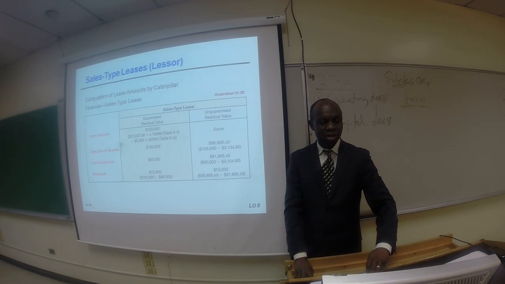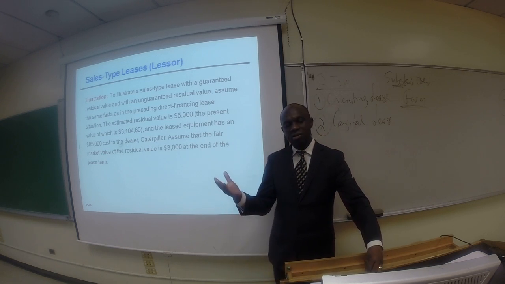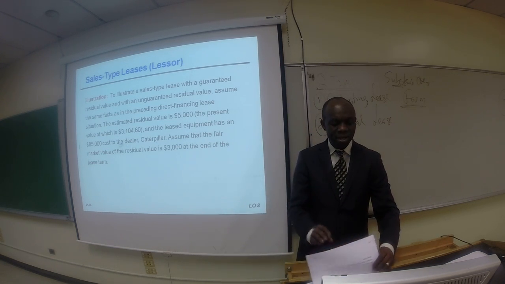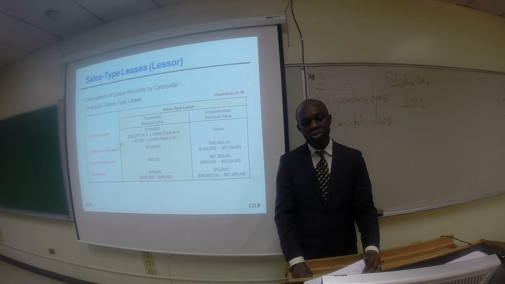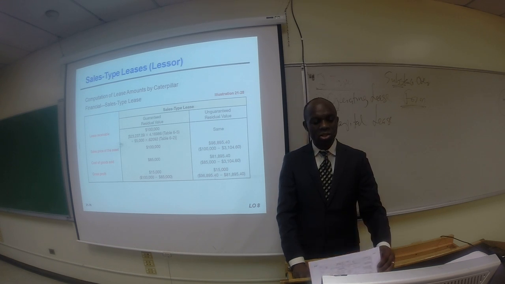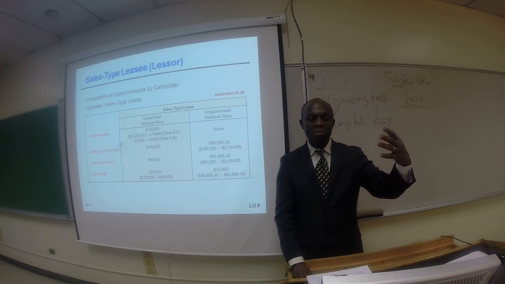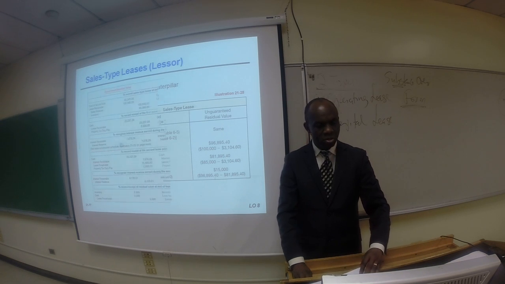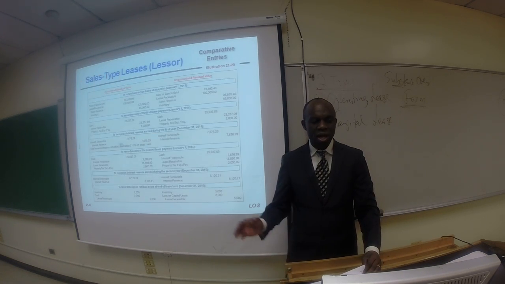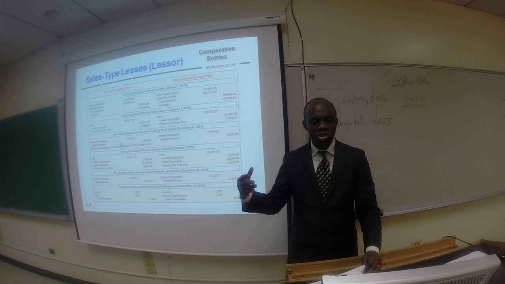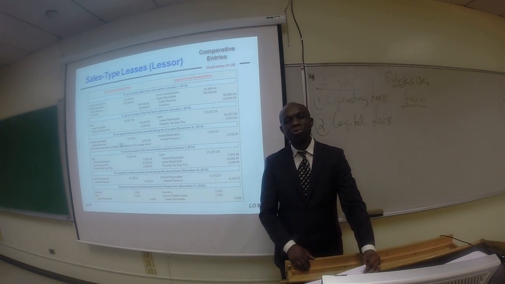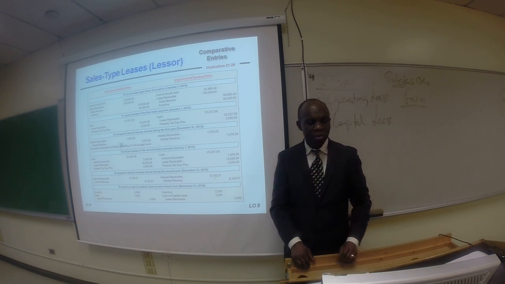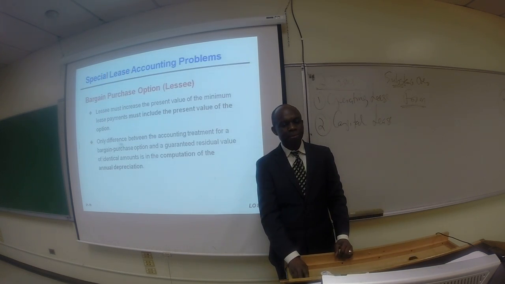Now, let's take a look at another illustration. Here's another illustration of sales type lease or leases from the lessor standpoint. It's not a big deal. You can go through this on your own, and you can take a look at some of these calculations in terms of how to calculate the terms that we just talked about a few minutes ago. Not too much of a big deal. Here are comparative journal entries relative to guaranteed residual value and unguaranteed residual value. Just go through these, just for the heck of it. Not too much of a big deal.